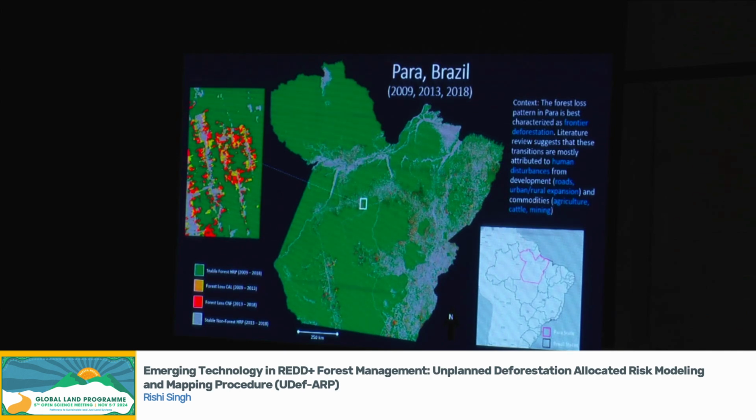In the map you can see in the green, you have the stable forest for the HRP period, in this case 2009 to 2018. And then we have in yellow and red the forest loss broken out for the calibration, the confirmation, those split dates for the testing. And then the stable non-forest across the HRP. And then we just have a locator map in the bottom right corner.